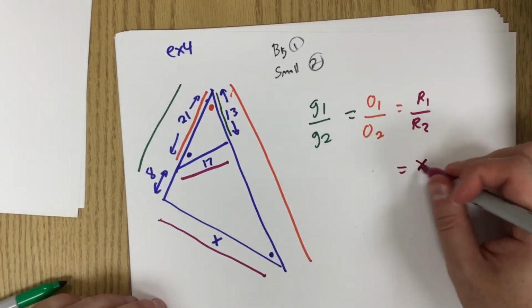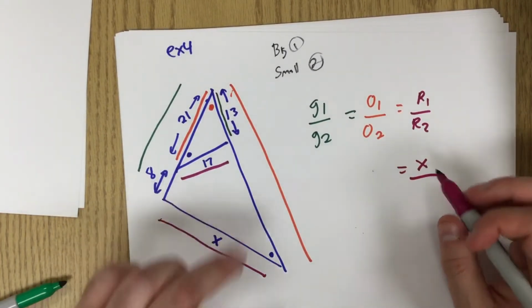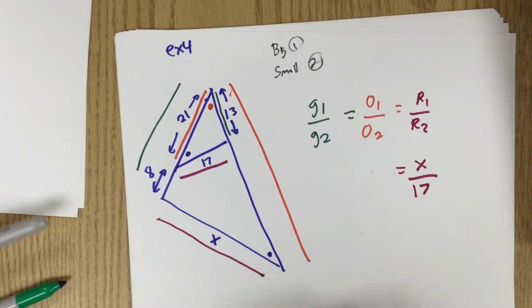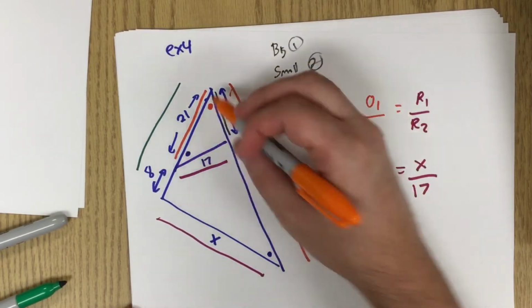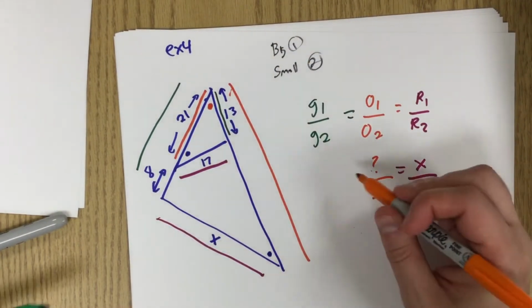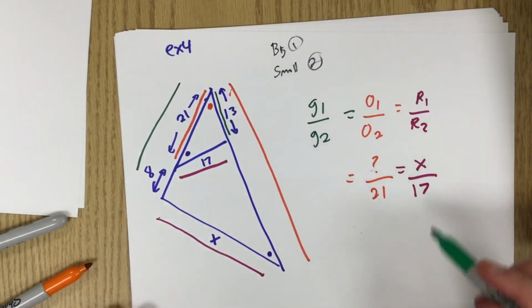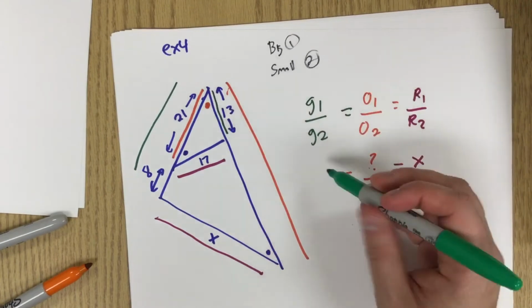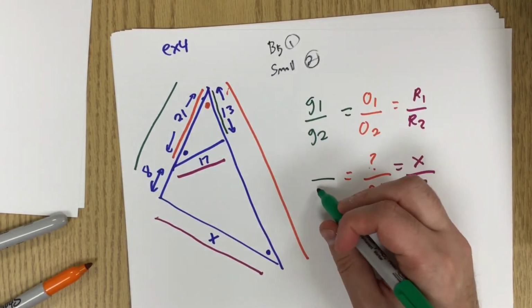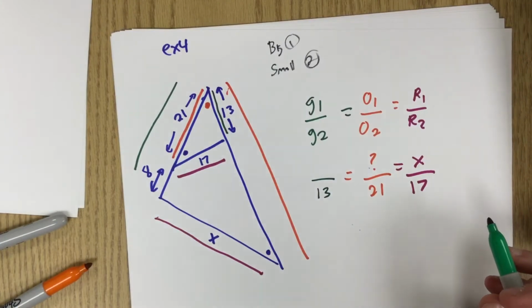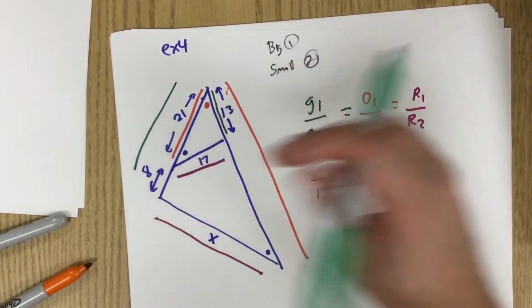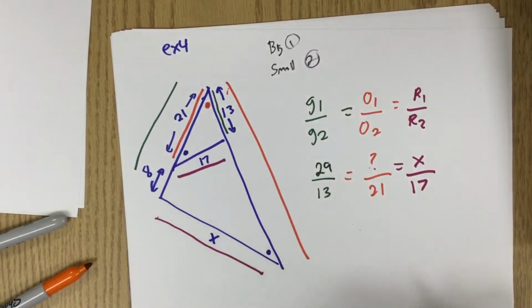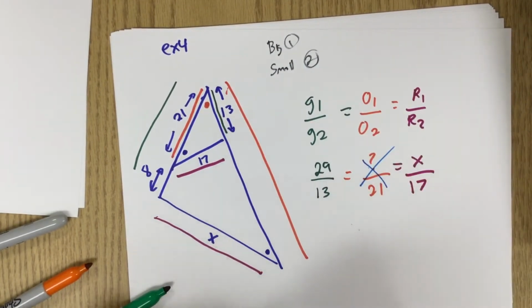So red of the big is x, red of the small is 17. Orange of the big, we don't actually know. So that one we don't know. Orange of the small is 21. Green of the small, which is the one on the bottom, is going to be 13. Now the big green is the whole line. That's 21, that's 8. So the big green is actually 21 plus 8, which is 29. And that's our setup. So we're not going to use the orange.